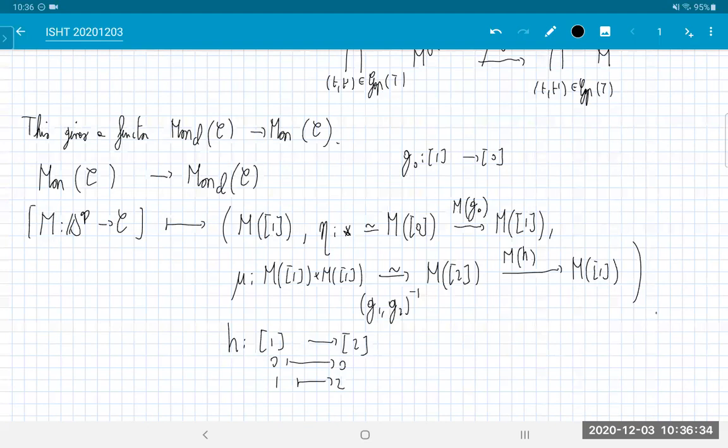And you have to check that this is indeed associative and unital, etc. But that's just a diagrammatic argument in delta. And this gives the inverse. And you have to verify the two maps. It's obvious that in one direction it's the same, and in the other it follows from these Segal conditions. Is it clear?